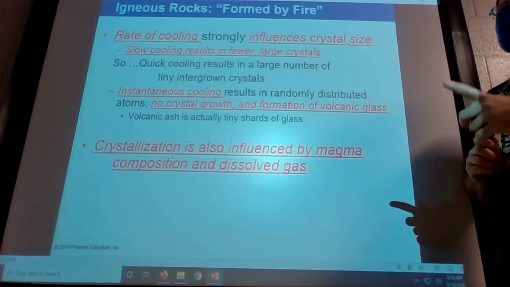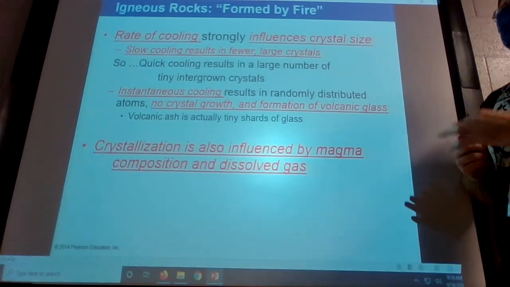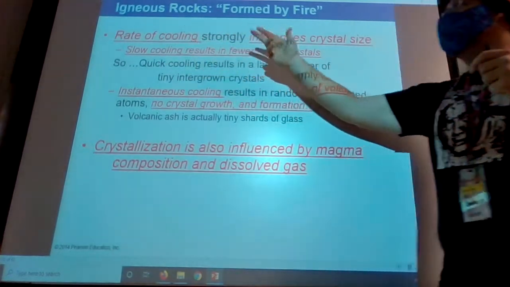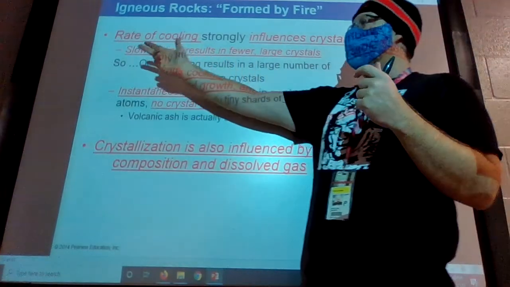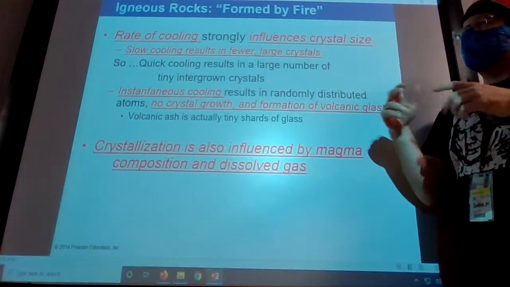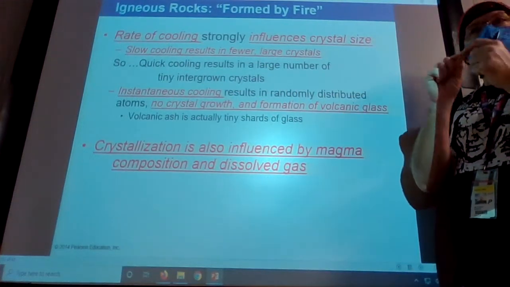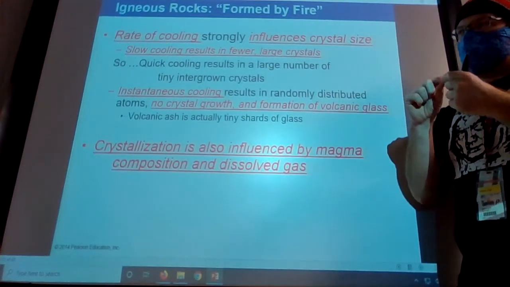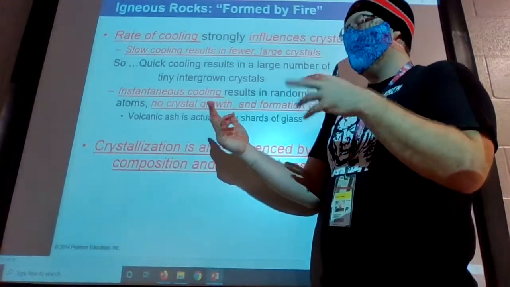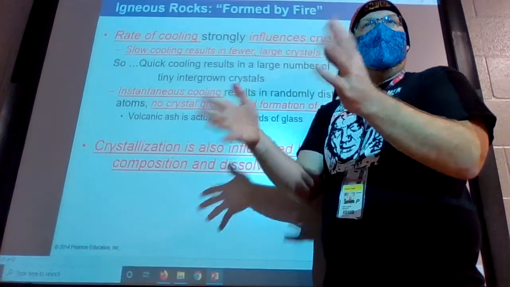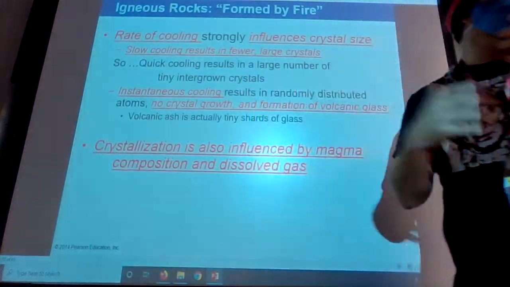So I mentioned this already. The rate of cooling strongly influences how big your crystals are. If your crystals are big, it cooled very slowly. If your crystals are very small or almost non-existent or microscopic, it cooled very fast, probably as lava at the surface, or even lava going into ocean water, which is going to cool it down even faster.